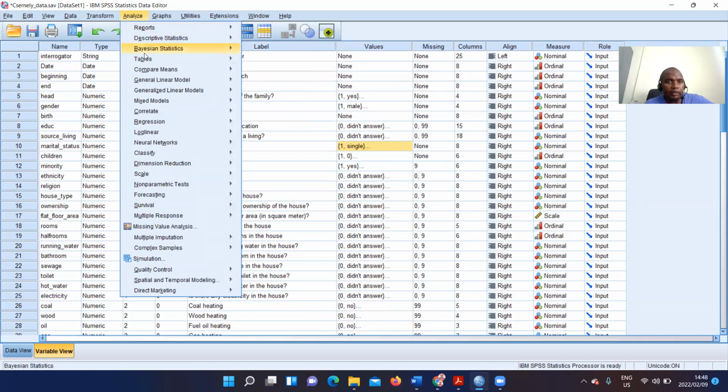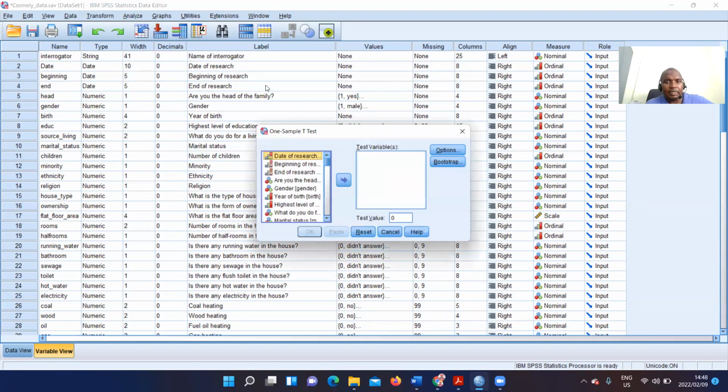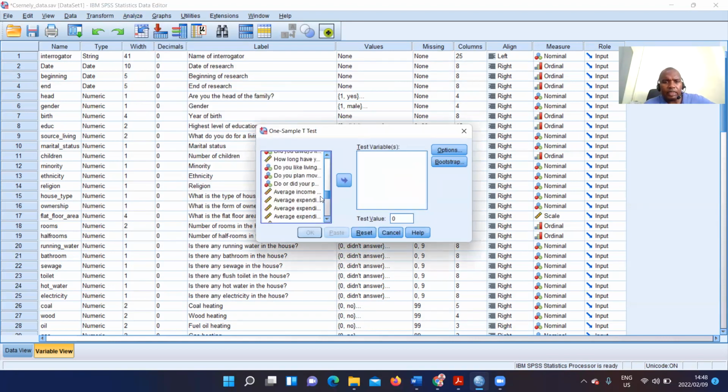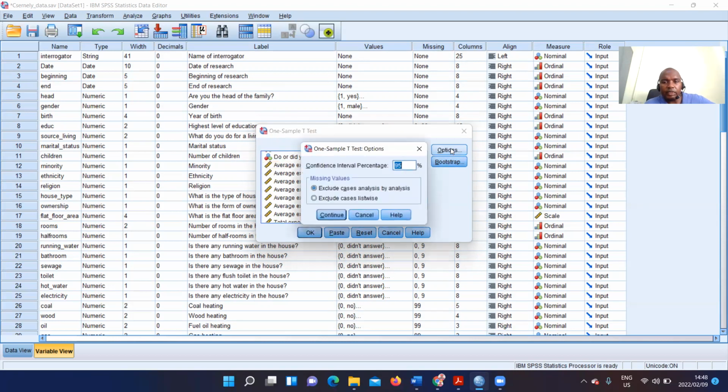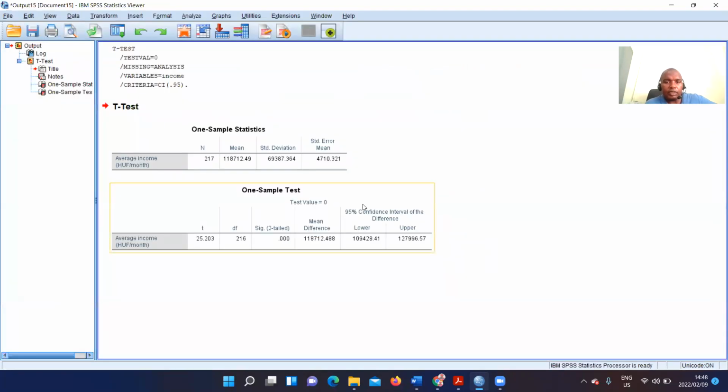we analyze, we go to compare means, and then we do the one sample T test. And then we look at a variable like, say, average income. We check the options. It's indeed the 95% confidence interval. The test value, we leave it at 0. We click OK because we want to just check the 95% confidence interval of average income.